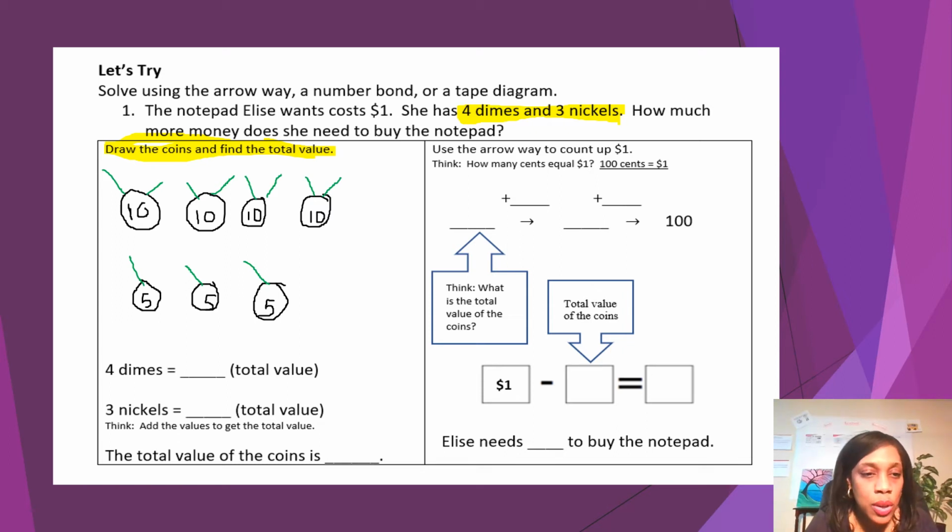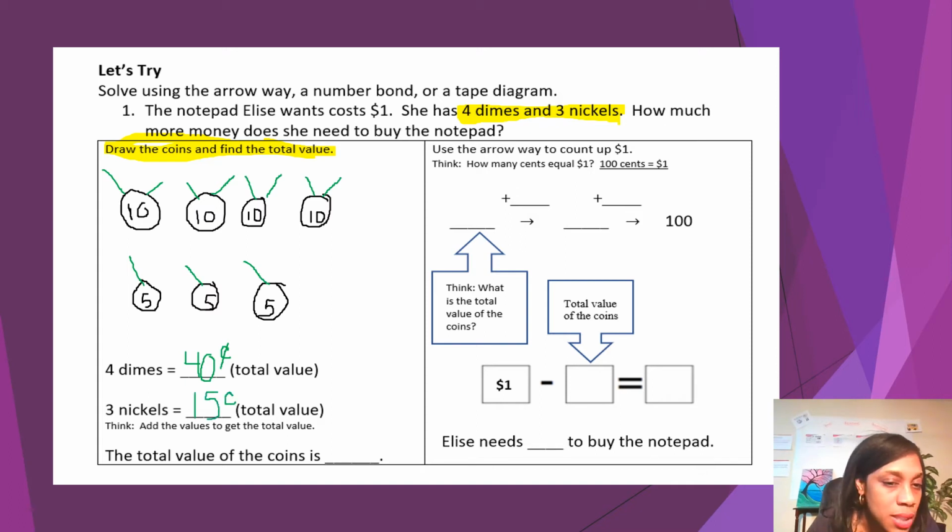So next I'm going to add or count this all up together. What is the value of my 4 dimes? Well, let's see. I can count this. 5, 10, 15, 20, 25, 30, 35, 40. So 4 dimes equals 40 cents. Next, I can count up my 3 nickels. When I count up my 3 nickels, I'm counting by 5s, remember? 5, 10, 15. So 3 nickels equals 15 cents.